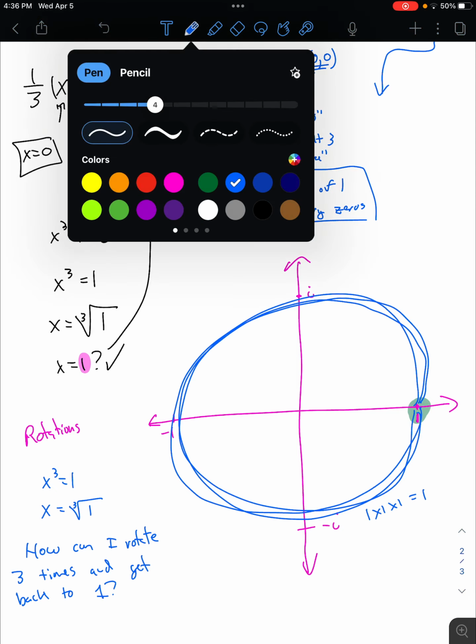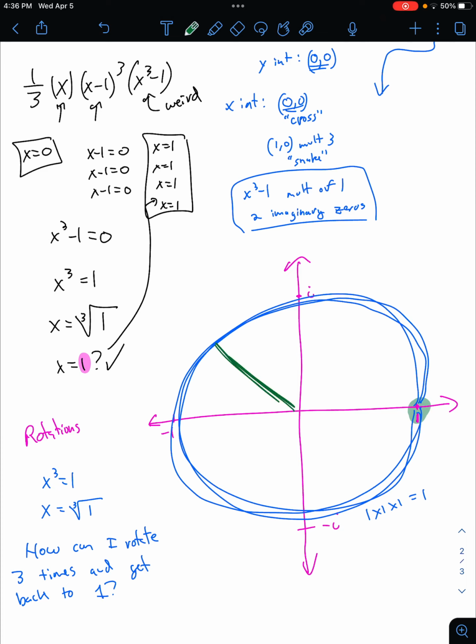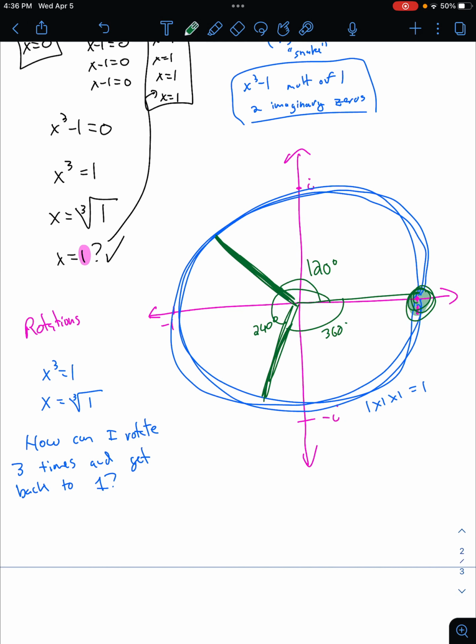For example, if I drew in a little line here, and I said, what if we did 120 degrees? And if I broke that up and I did 120 degrees, and then I went another 120 degrees, so say I get to pretend this is 240 degrees from the start, and then all the way back around is 360, and that gets me right back to 1. So it looks like whatever this is works, and it does work. That's also going to be a cube root.